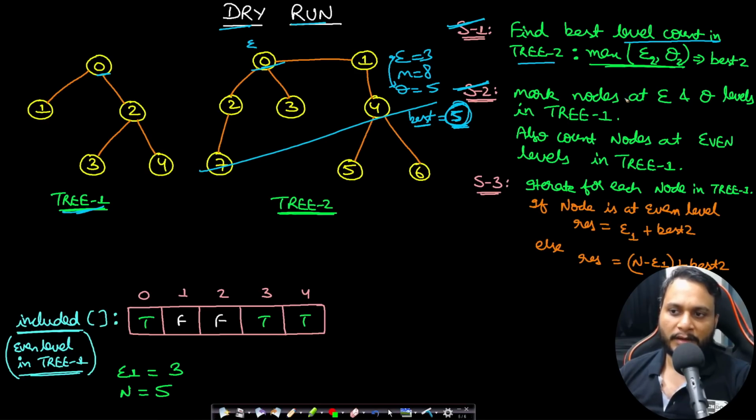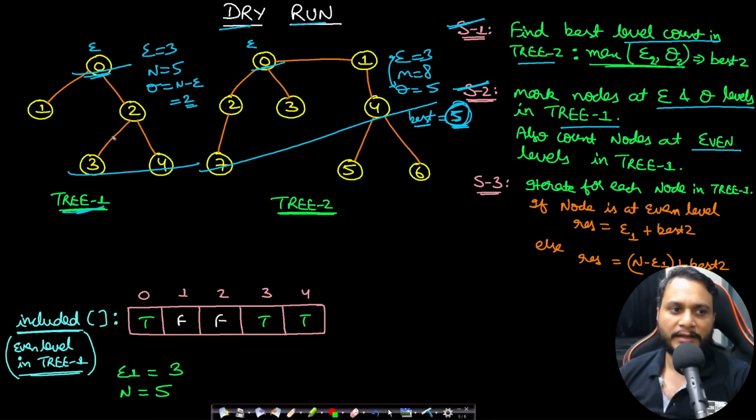Step number 2: mark the nodes at even and odd levels in tree 1 and get the even count. So I will again start with node 0 in tree 1 and mark it as even, and get the even level count. Even level count was equal to 3. Total number of nodes is 5, so the odd level count will be n minus e, which is going to be 2 in this case, right? So I have to also mark all the nodes at even level: 0, 3, 4. Those are already marked as I showed in the previous step. So this is step number 2.